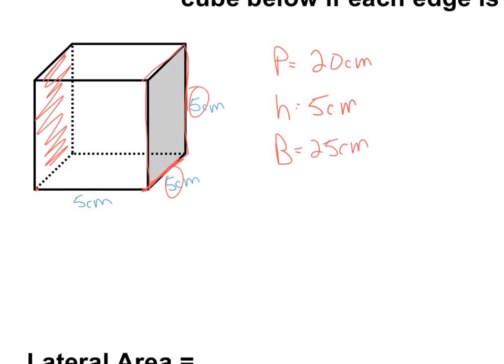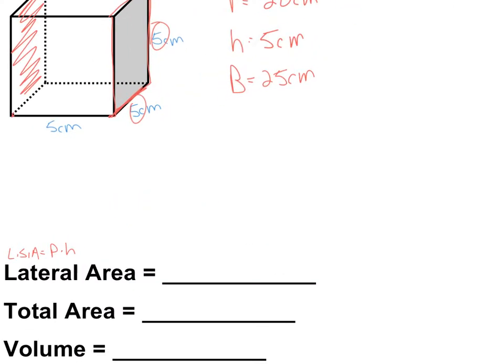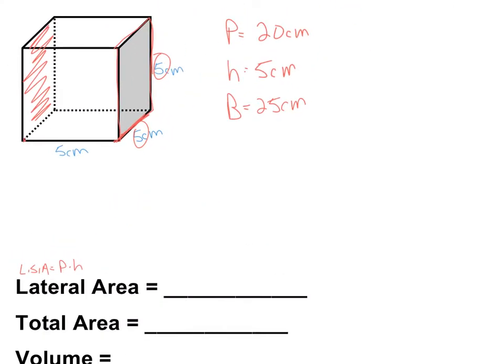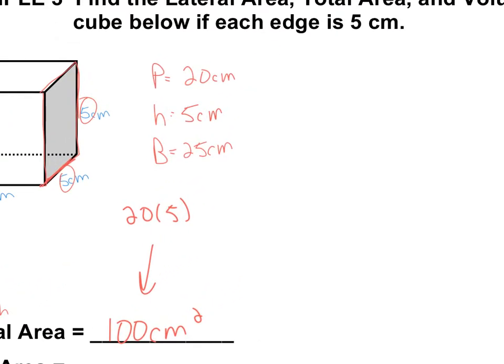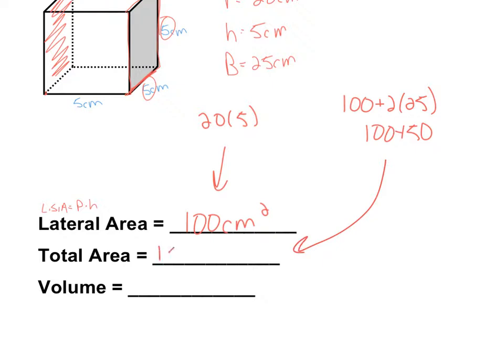So I'm going to go down here and I'm going to rewrite all the formulas just in case. Lateral surface area is the perimeter of the base times the height. So I'm going to go up there and do that first. The perimeter of the base is 20. The height is 5. So my lateral surface area is 100 centimeters squared. Now I need total surface area. So I need P times H again, which I know is 100, plus 2 times my area, 25. Well, that's 100 plus 50. So my total surface area is 150 centimeters squared.